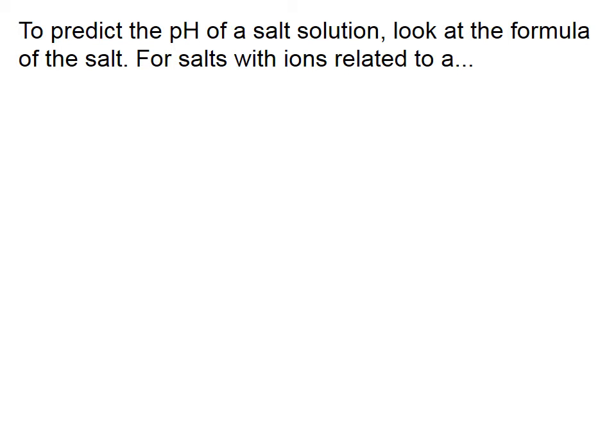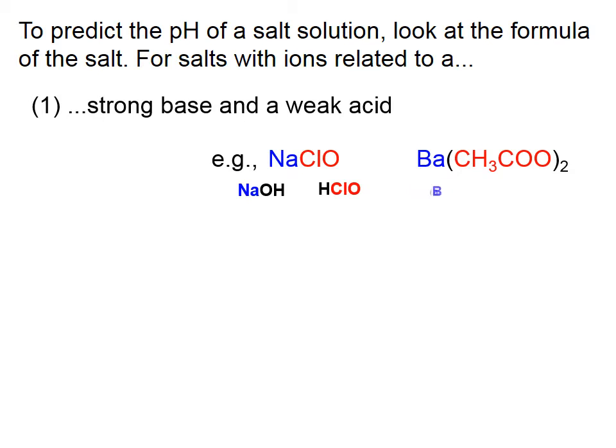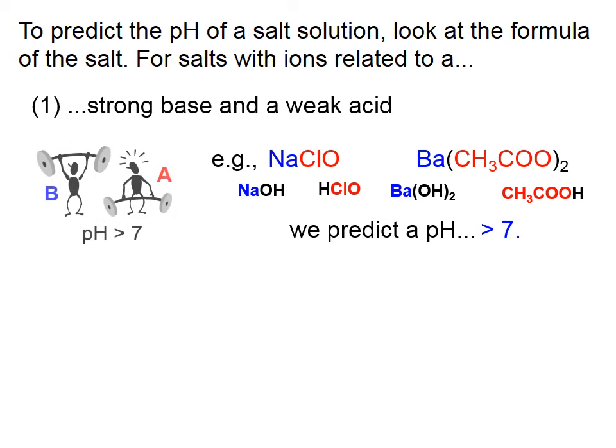To predict the pH of a salt solution, look at the formula of the salt. For salts with ions related to a strong base and a weak acid, for example, NaClO, Na is related to the strong base NaOH, ClO is related to the weak acid hypochlorous acid. Here's another example. The cation is related to a strong base, the anion is related to a weak acid. Strong base, weak acid, we predict a pH greater than 7. In other words, in the basic region.